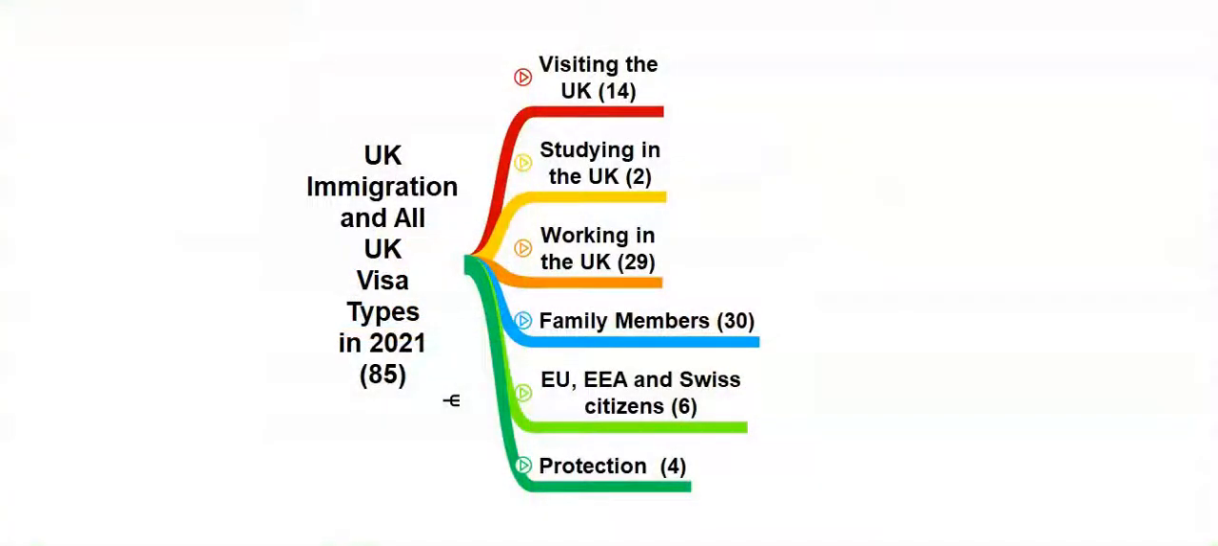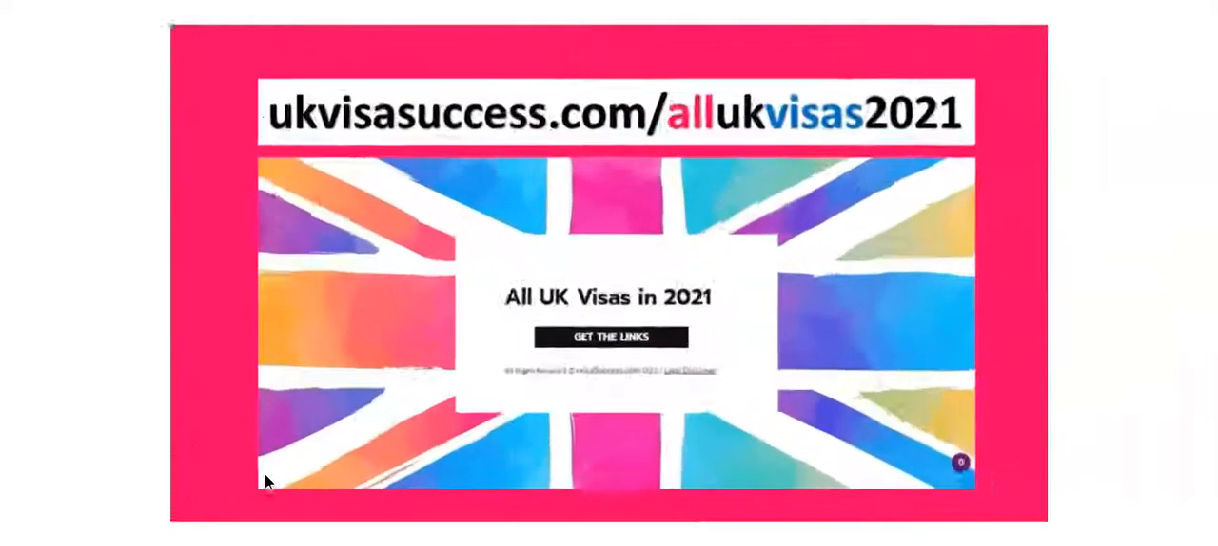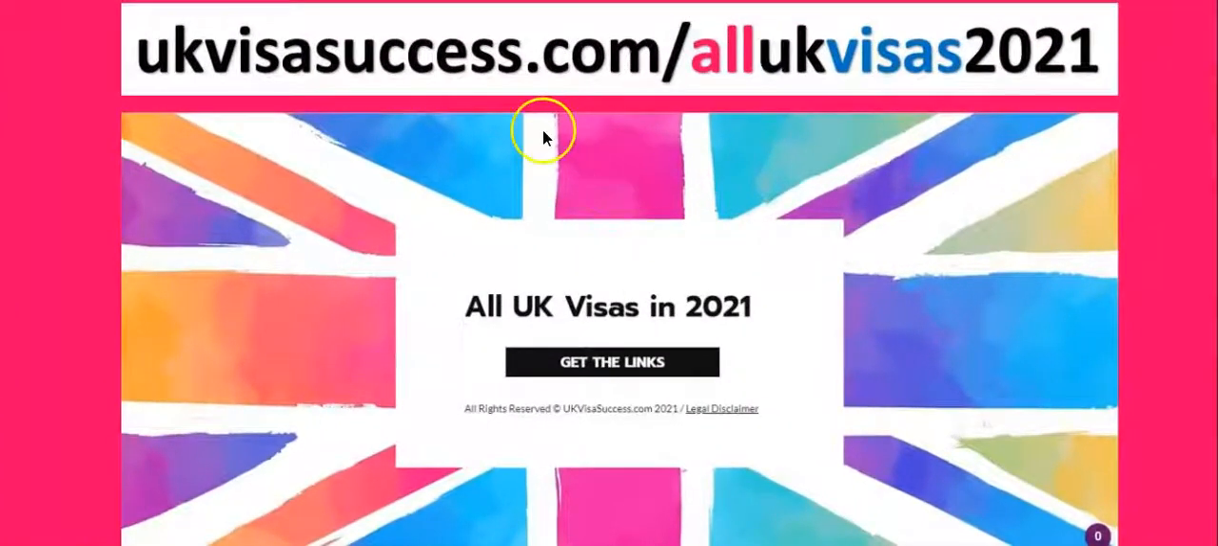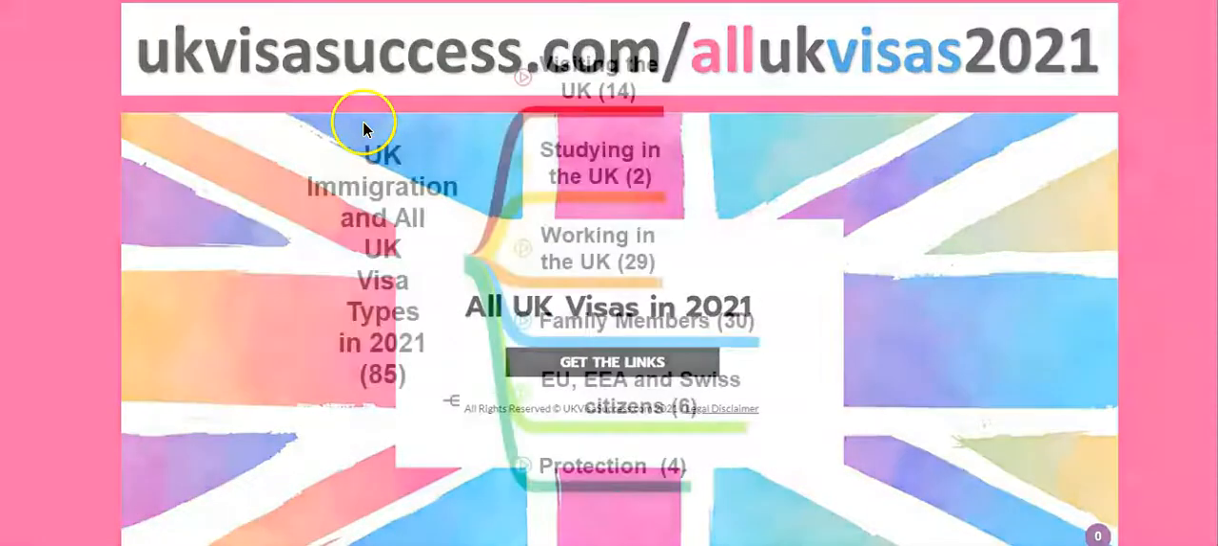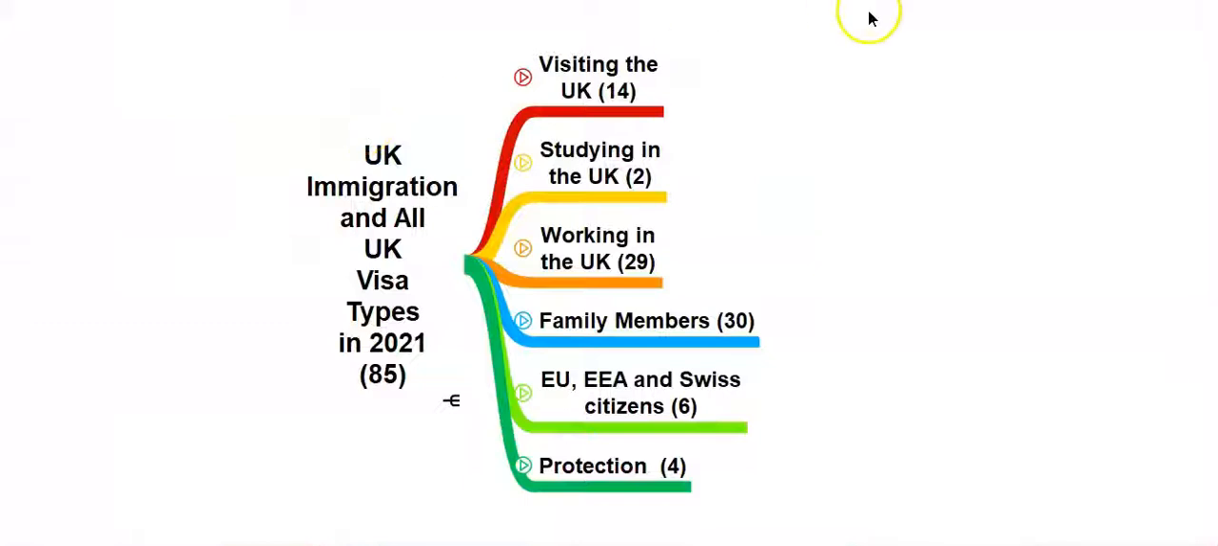So let us begin. There are over 85 UK visa types, and I decided to create a video series where I'll be explaining all about these visa types. And for your ease of reference and for the clarity, I've divided them into 6 main categories. So there are visas for those who would like to visit the UK, study here, work here. There are visas for family members of either those who are British citizens or reside here on a permanent basis, or those who come to the UK in order to study or work.